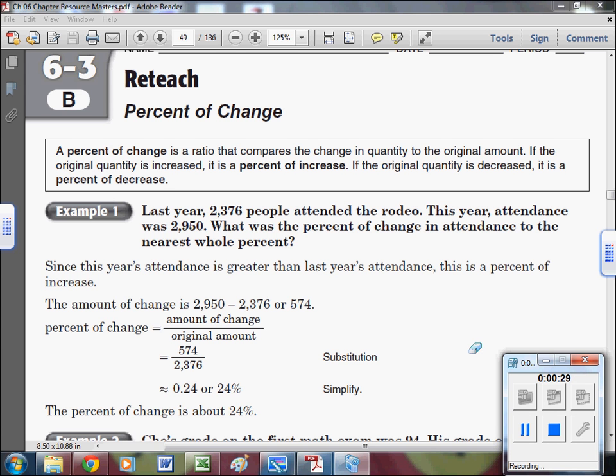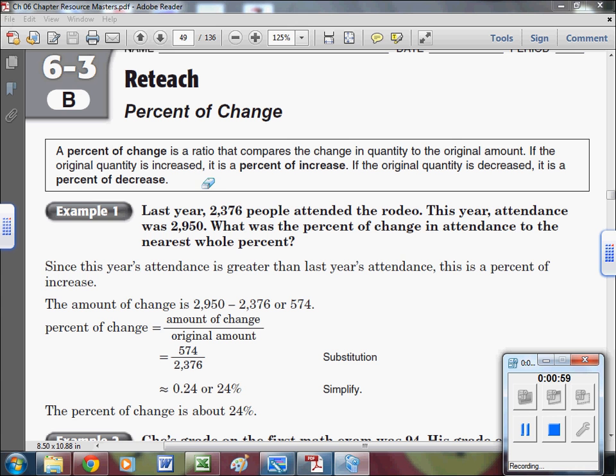So if you look at the first definition, it says a percent of change is a ratio that compares the change in quantity to the original amount. Remember, a ratio is just a fancy way of saying a fraction, okay? They're comparing two things to each other, meaning they're going to be comparing how much it's changed to how much it started with. Now, if the original quantity has increased, it is a percent of increase. That's intuitive. Now, if the original quantity has decreased, percent of decrease. And of course, we're going to do examples of each of these.